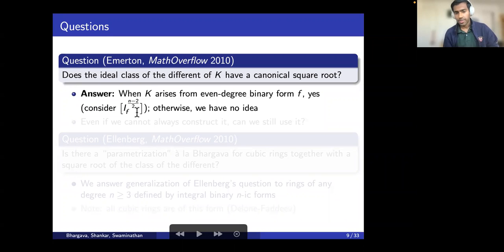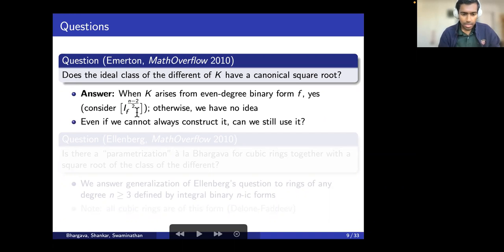But otherwise, we don't really have much of a sense of whether you can construct a square root of the class of the inverse different, whether there exists a canonical one, we don't know. So that led to the following question. Even if we cannot always construct a square root of the class of the inverse different, can we somehow still use Hecke's theorem to achieve something?